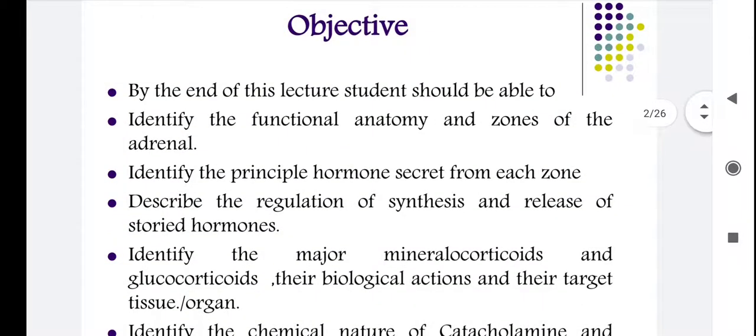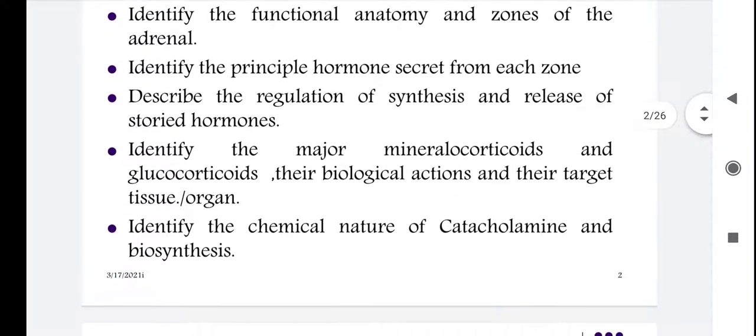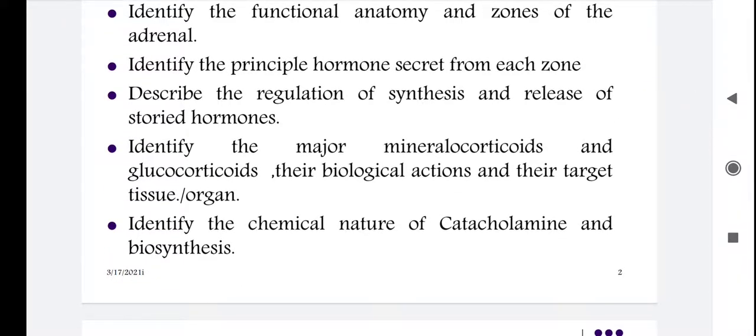By the end of this lecture, students should be able to identify the functional anatomy and zones of the adrenal, identify the principal hormone secreted from each zone, describe the regulation of synthesis and release of steroid hormone, identify the major mineralocorticoid and glucocorticoids, their biological action and their target tissue or organ, identify the chemical nature of catecholamines and their biosynthesis.